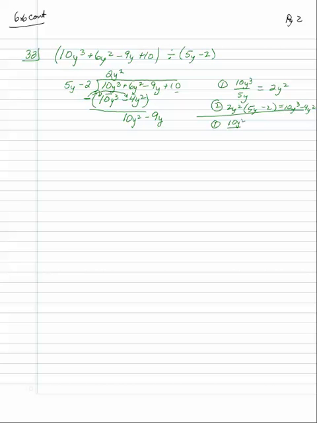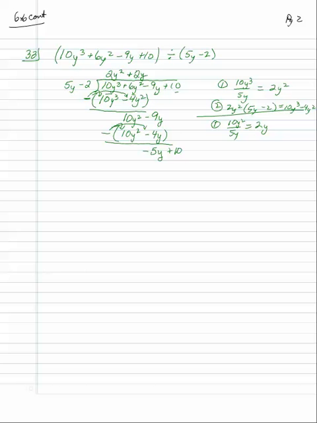10y squared divided by 5y is 2y. So write that down. Multiply. So we get 10y squared minus 4y. We're going to subtract. So remember, you're going to distribute the minus sign. So 10y squared minus 10y squared is 0. Negative 9y plus 4y is negative 5y. Bring down the next term.